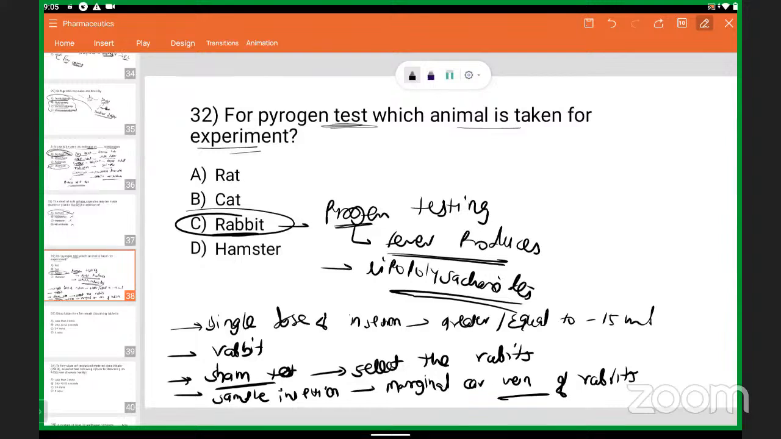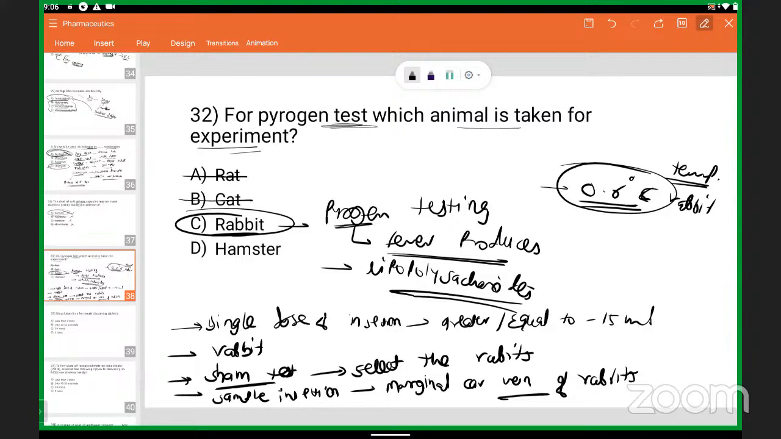And again, the temperature variation with respect to these rabbits should not be more than 0.6 percent. An animal showing temperature variation beyond 0.6 percent should not be used for the test. So you have to keep the temperature variation parameter in mind; if any rabbit shows such temperature variation, we cannot use such an animal for pyrogen testing. So yes, the right option is we are not using rat or cat or hamster. The right option for this is we are using the rabbit to perform the pyrogen test.